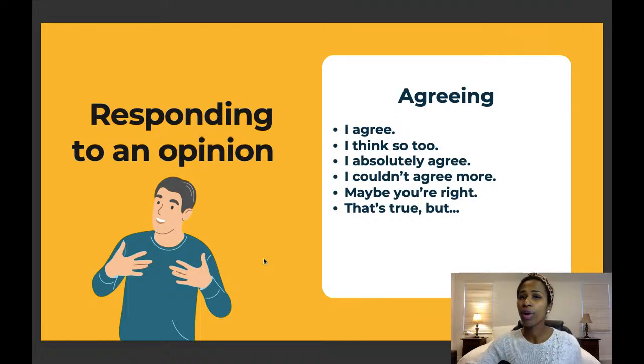And then the other one is, maybe you're right. That's what daddy said to mom. The mom wanted a bigger house, and then dad said, okay, maybe you're right. So you are agreeing with the person.